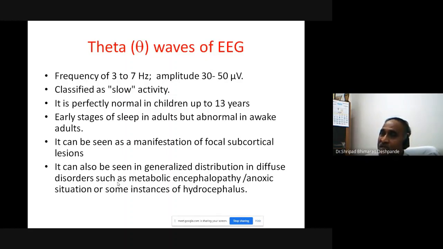It also appears in early stages of sleep in adults. So when I am becoming drowsy, then I will have these theta waves appearing. In case of focal subcortical ischemia, these waves may appear. So the theta rhythm may come when certain areas of the brain are involved. It can also be seen in generalized distribution or diffuse disorders like encephalopathy, anoxic situations, or some instances of hydrocephalus, theta waves.